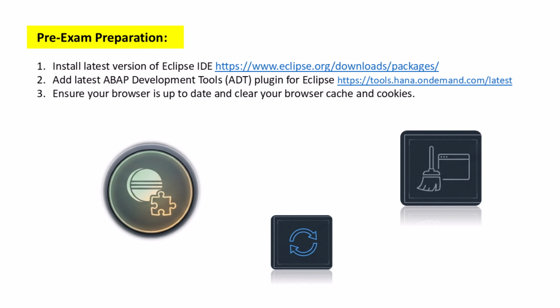Before you start the exam, there are a few critical technical checks you must perform. If you don't already have Eclipse IDE installed on your local system, download it directly from the official Eclipse website and complete the installation. Once Eclipse is ready, you must also add the ABAP Development Tools ADT plugin to your Eclipse IDE.